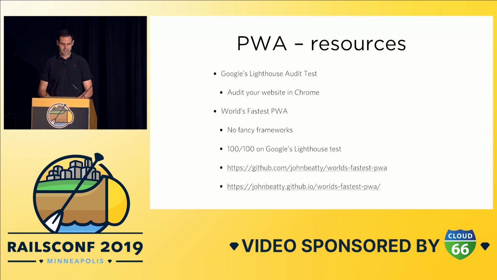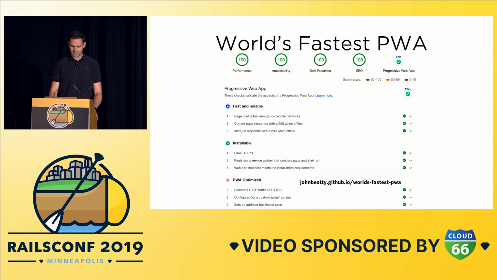And then finally, to really put some code behind my claim that this is truly a progressive web app and that it's really just a simple convention, I wrote the world's fastest PWA, and you can get the source code on GitHub if you like. But like I said, on Google's Lighthouse audit, which is great for testing these kind of things, it got 100 out of 100, so very fast.